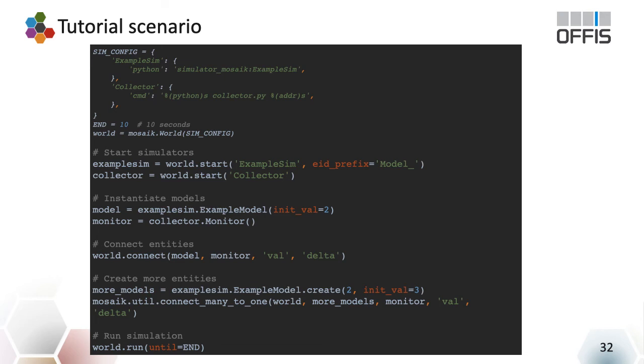So now we have one model connected to the monitor, but maybe we want to add more models. For this, we can also use this num parameter here for the create, so that we define that we want to create two instances of this model, and both have then the init value 3. And to connect multiple models, we can here also use the Mosaic util connect many to one, where we have to provide the world, and then define that we want to connect the models we created before to the monitor, and these are the attributes to be connected. And then after this, we can run the simulation.